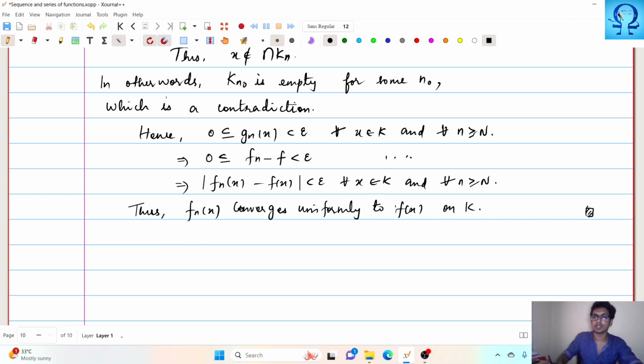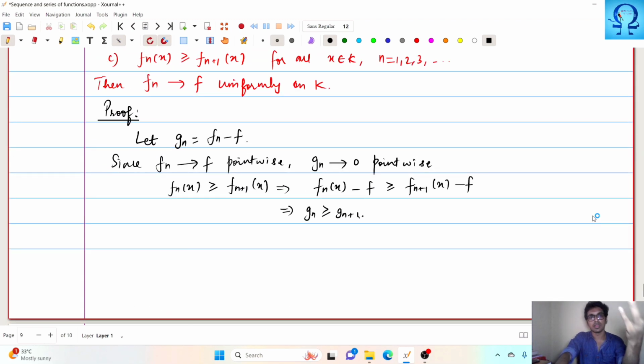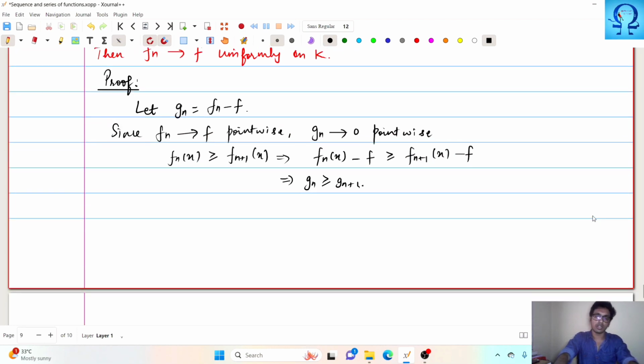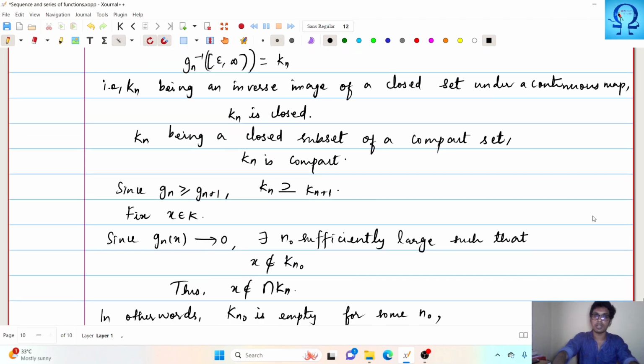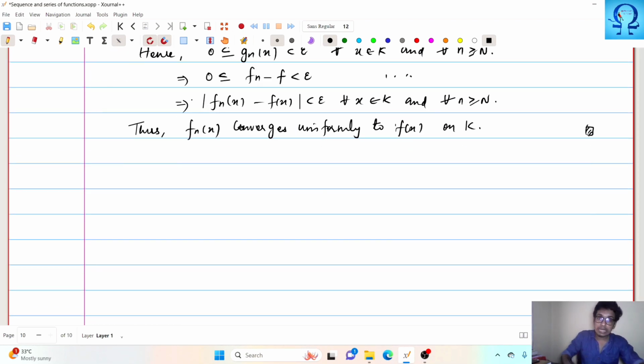This completes the proof. So we just have derived the converse part of the previous theorem, that is, a sequence of continuous functions will converge uniformly to a continuous function. That we have proved. Now we have proved the converse part of this. Here let us make a remark that compactness is essential.